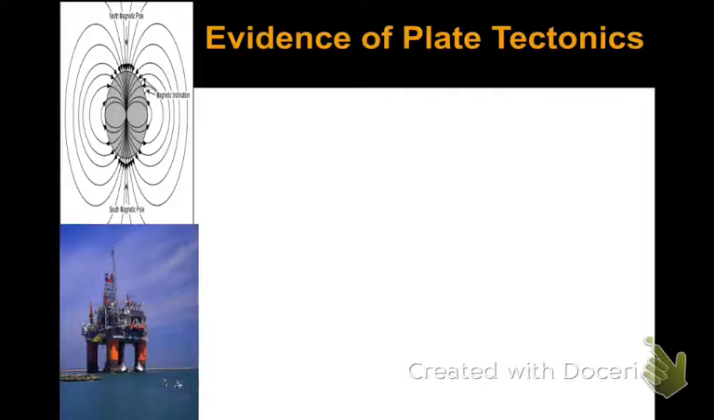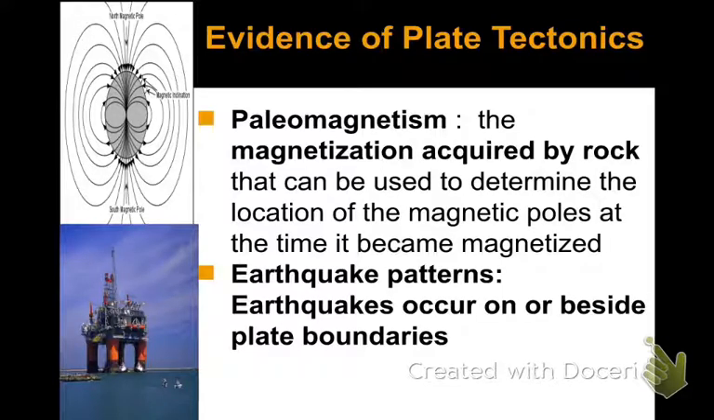Evidence of plate tectonics. You have paleomagnetism. Everybody say paleomagnetism. Paleomagnetism is simply the magnetization of rock. So remember, the core of the earth has a magnetic force in it. And so that magnetic force can be transferred onto different rocks within the earth. And so we can tell rock that was magnetized by the poles has been moved somewhere else. So that is an example of evidence of plate tectonics.